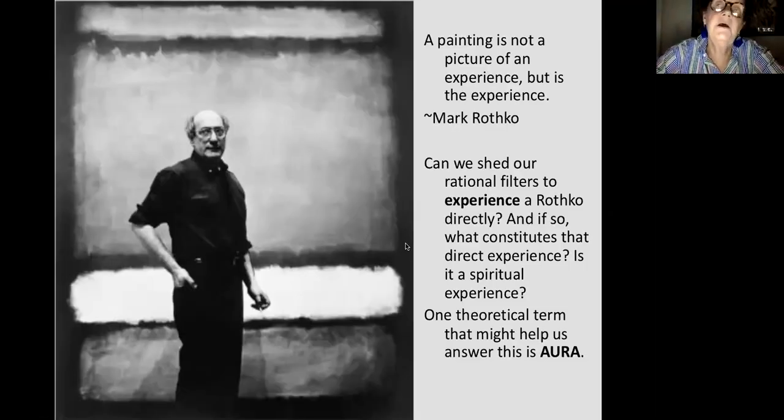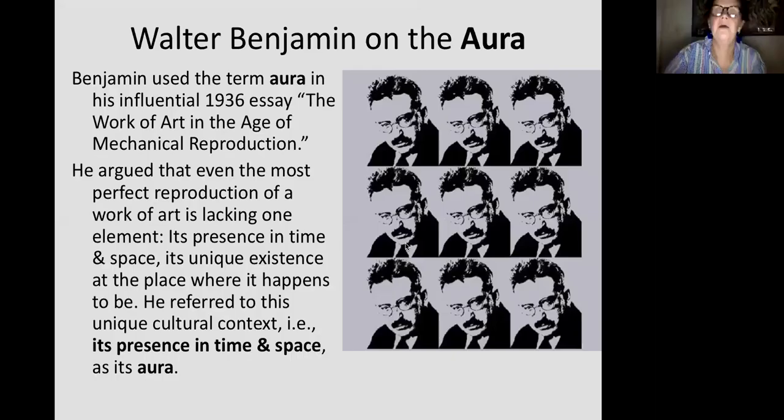Mark Rothko, I'm sure you all know, was not only a brilliant painter, but he was very articulate as well. And he made very clear that he was not doing representational art. He said a painting is not a picture of an experience. It is the experience. So how can we shed our rational filters to experience a Rothko directly? What is that direct experience? Is it a spiritual experience? Well, as I said, one theoretical term that might help us to answer this is aura.